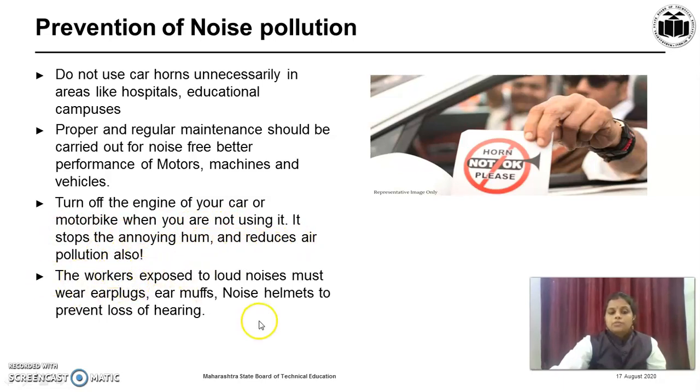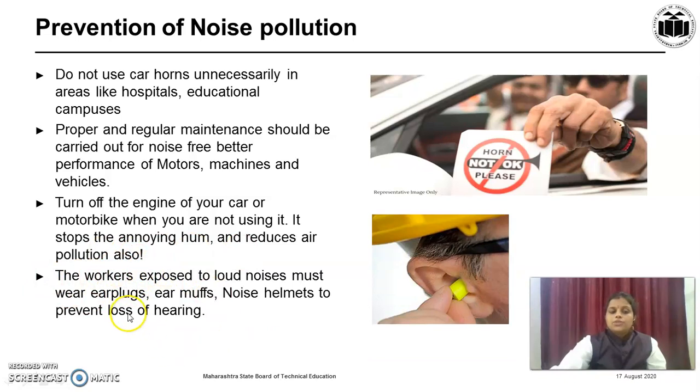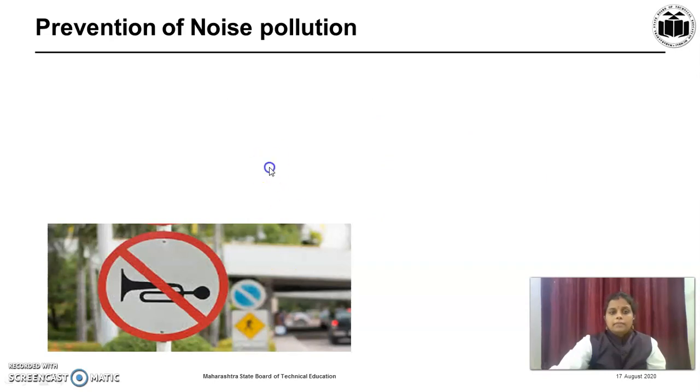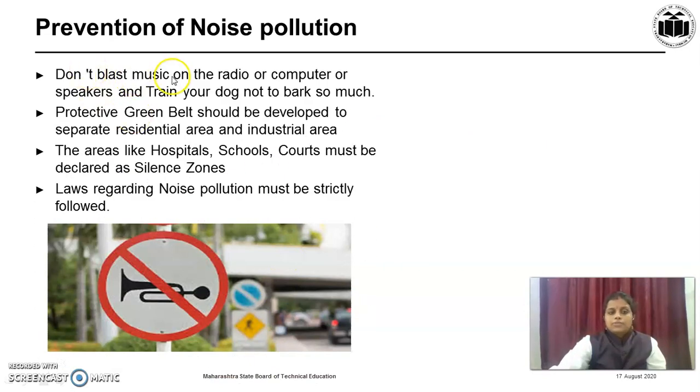The workers exposed to loud noise must wear earplugs, ear muffs, and noise helmets to prevent the loss of hearing. These are all protective measures. Then again, don't blast music on the radio or computer or speaker, and train your dog not to bark so much. A protective green belt should be developed to separate residential areas and industrial areas.